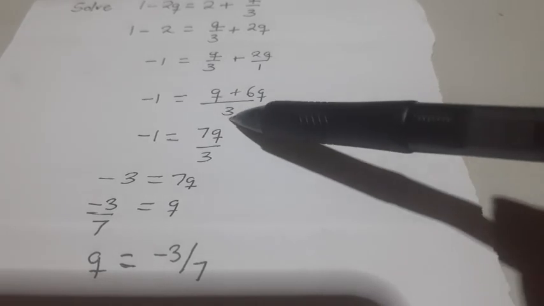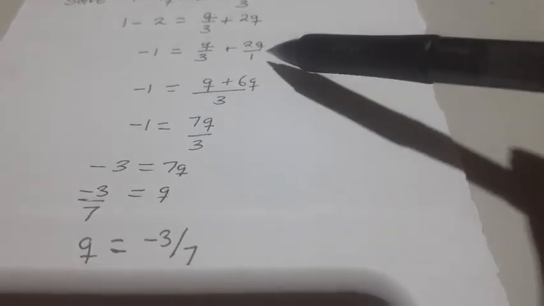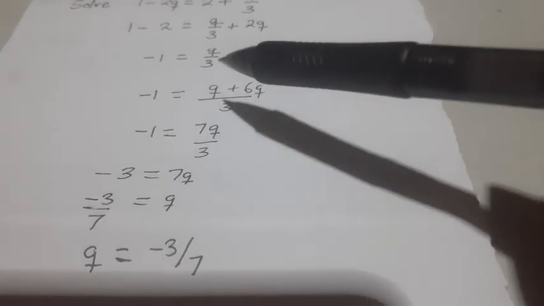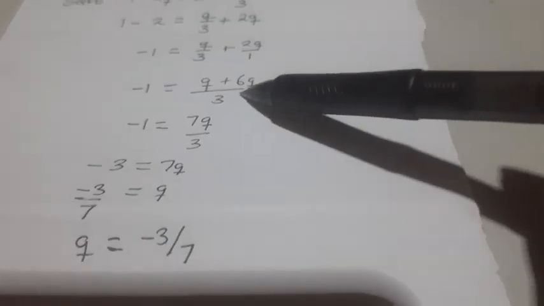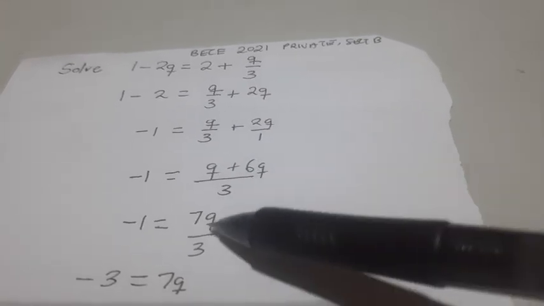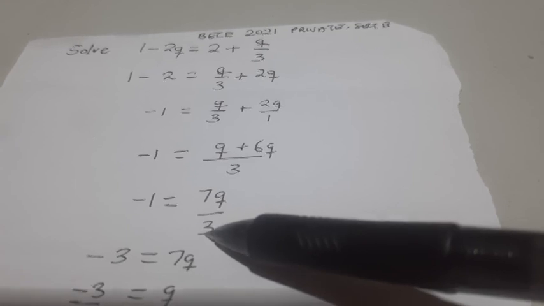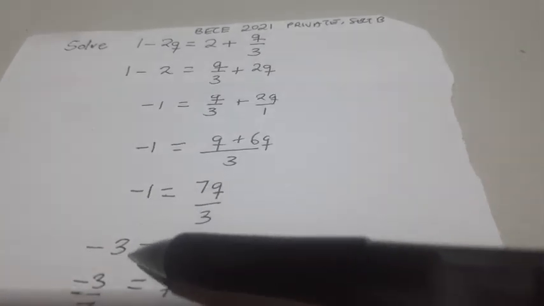3 will go into 3, 1 times, q will give us q, 1 times q is q. Then 1 goes into 3 times, 2q is 6q. So we have this here like that. Now here q plus 6q will be 7q. So we have that over 3, then we have our negative 1 here.